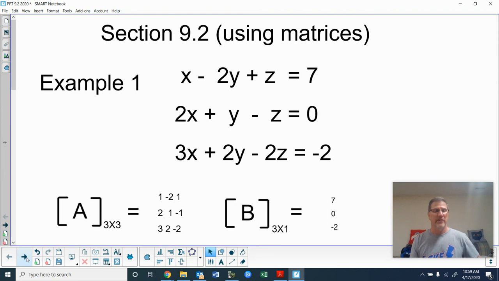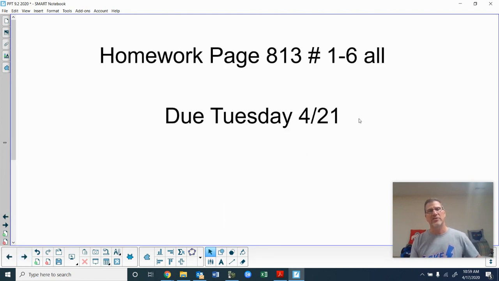Easy day. Here's your assignment, page 813, 1 to 6 all. It's due tomorrow, the 21st. I will have a picture of that posted out of your book in Canvas. Again, I'll post how to download the graphing calculator onto your laptop if you don't have one.